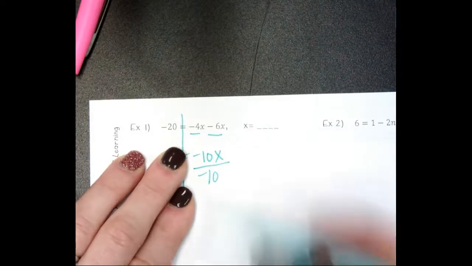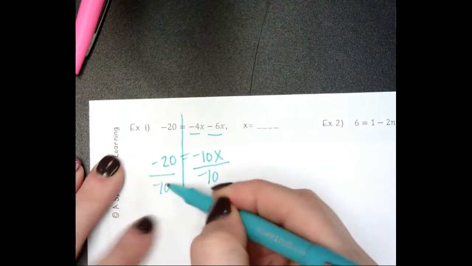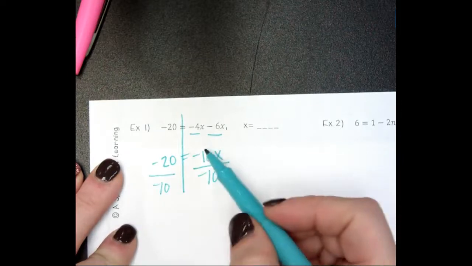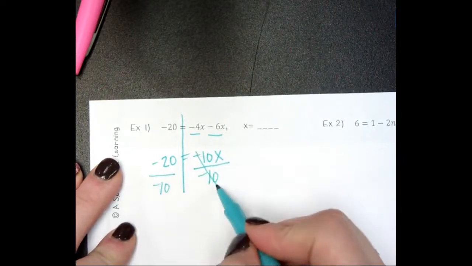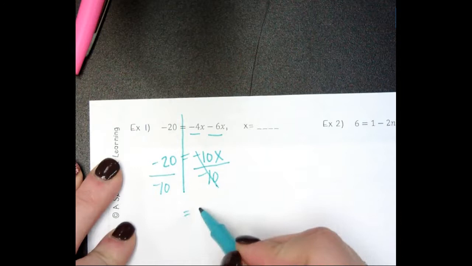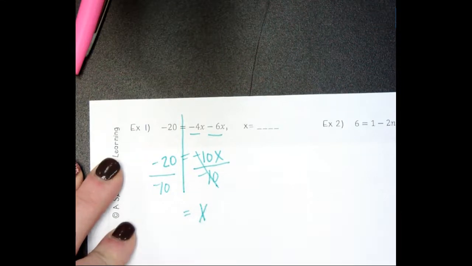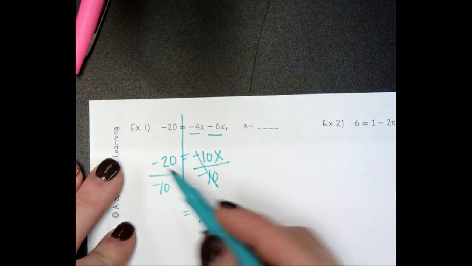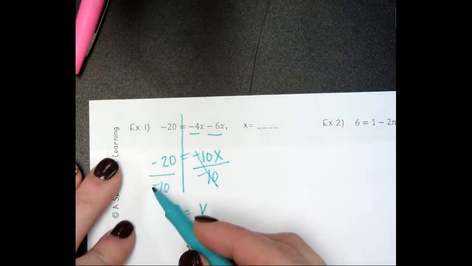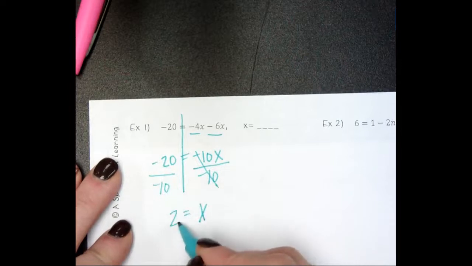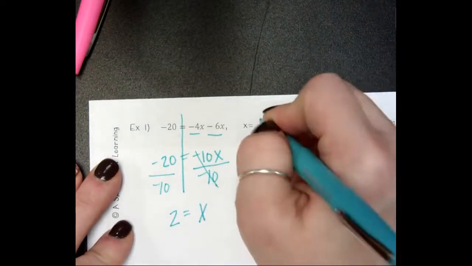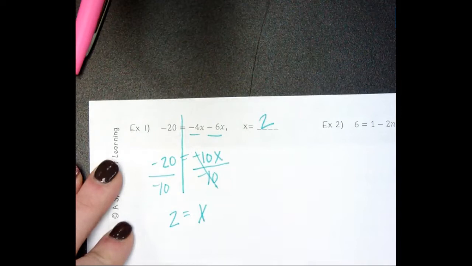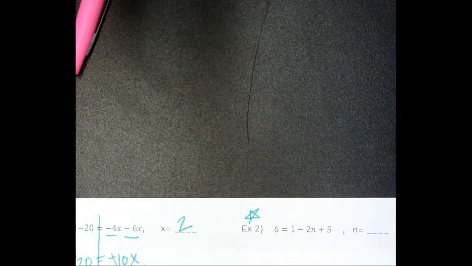Remember, we use a fraction bar to show division. So negative 10 divided by negative 10 is 1. Okay, it's not 0, it's 1. But 1 times x is just x. So that's good. Negative 20 divided by negative 10. Negative divided by negative is a positive. 20 divided by 10 is 2. So we would say that x equals 2. Pretty straightforward, huh? I'm going to let you try number 2 as one of the ones you do by yourself.